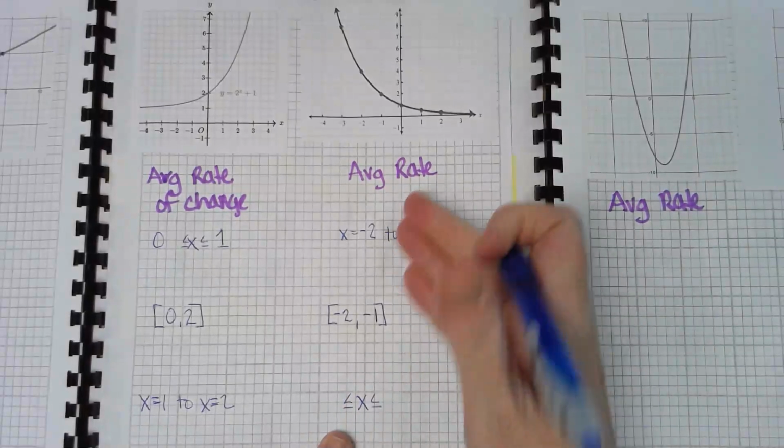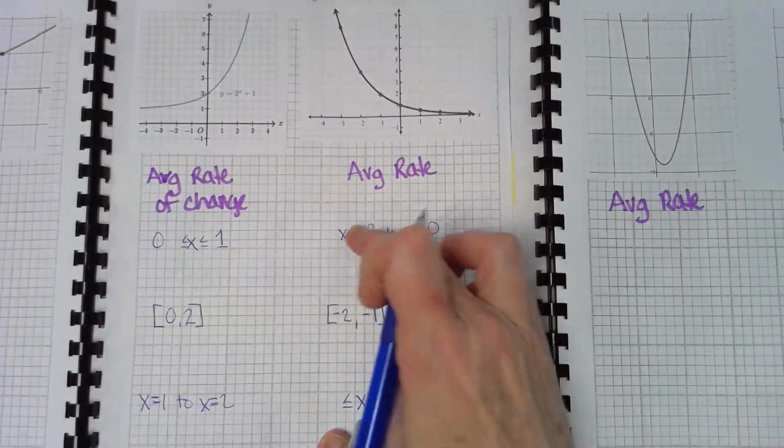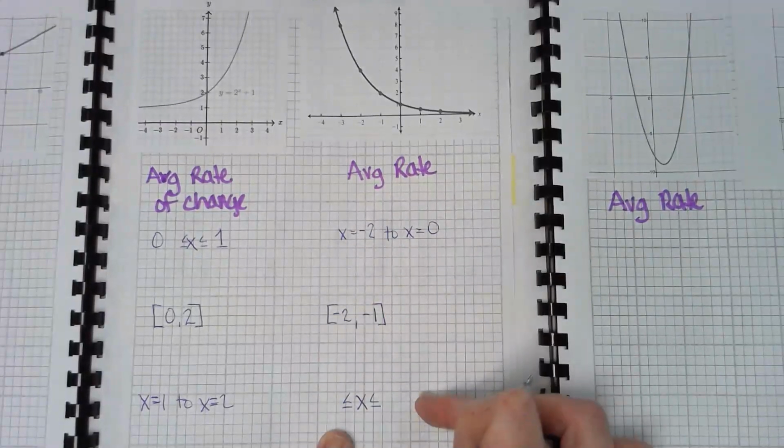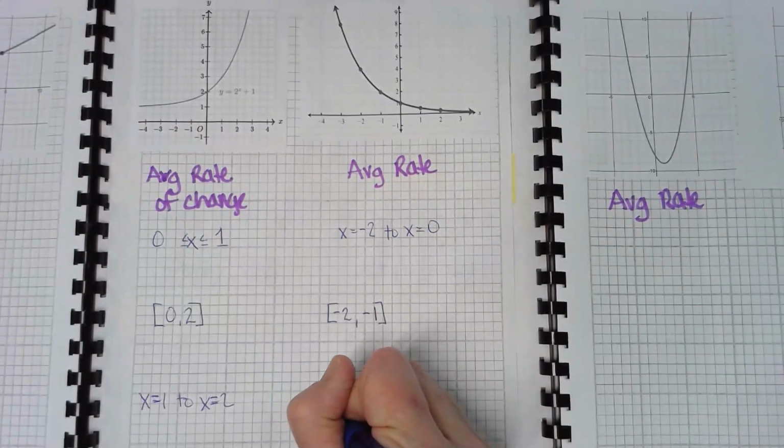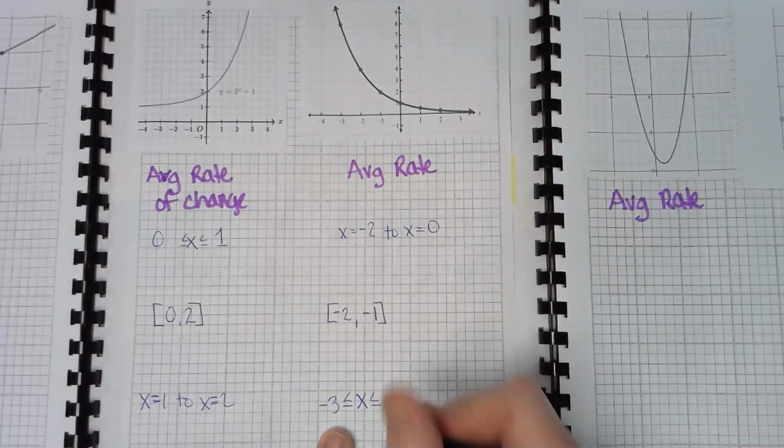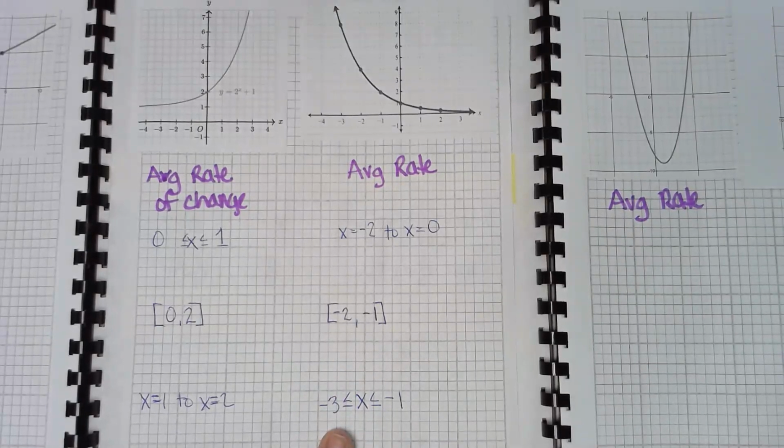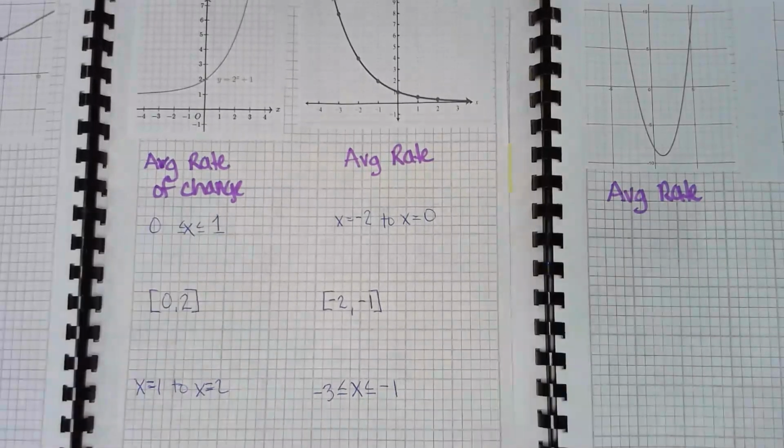These are all finding x values right here. We're going to find the average rate of change from -3 to -1. And again, notice I'm leaving spaces. We're just getting our notebook set up is all we're doing. And I'll be more than happy to wait a sec. It's not a problem.